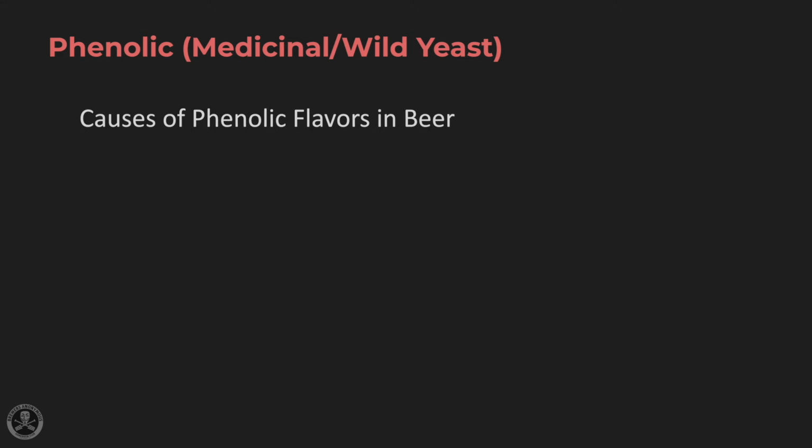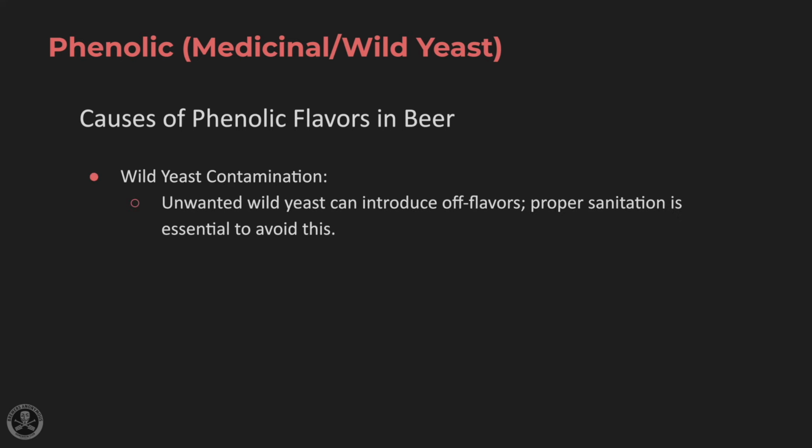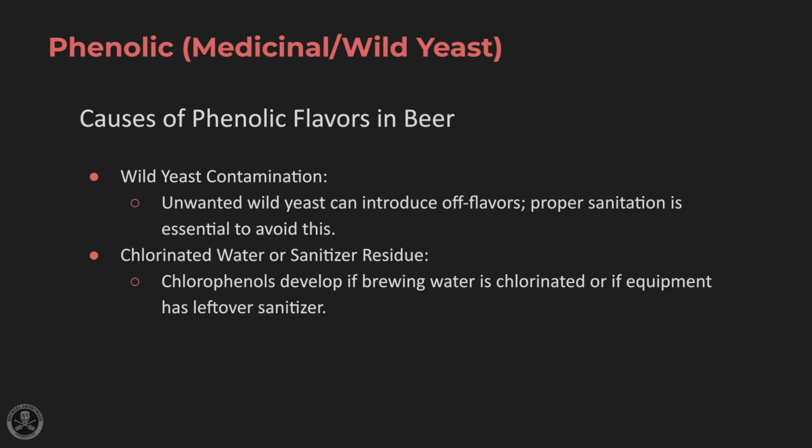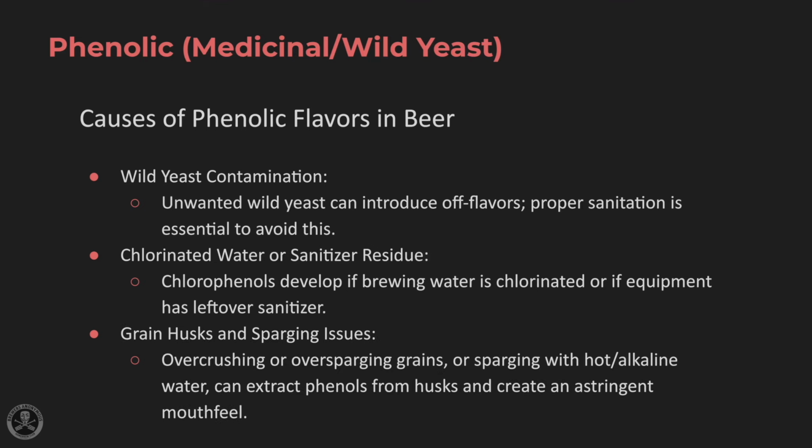Some causes of these phenolic flavors in beer: wild yeast contamination. Wild yeast can produce off flavors. Wild yeast typically happens when our fermentation and packaging gear isn't properly cleaned and sanitized. Using chlorinated water to brew can develop chlorophenols in beer. And overcrushing or oversparging our grain with too hot or too alkaline of water can extract phenols from the husks in our mash.